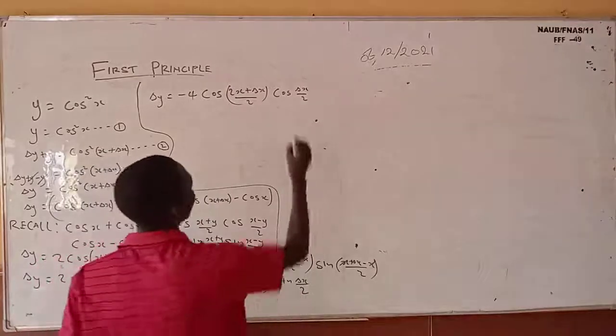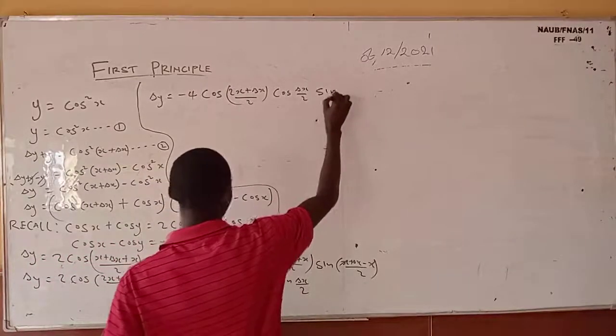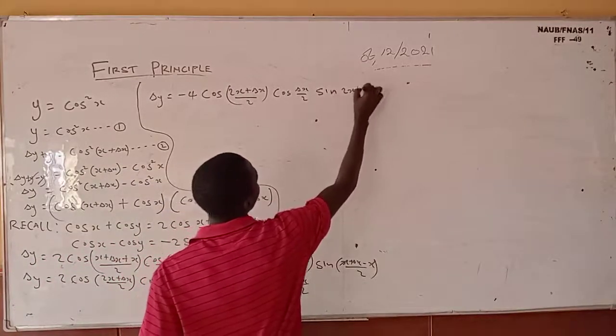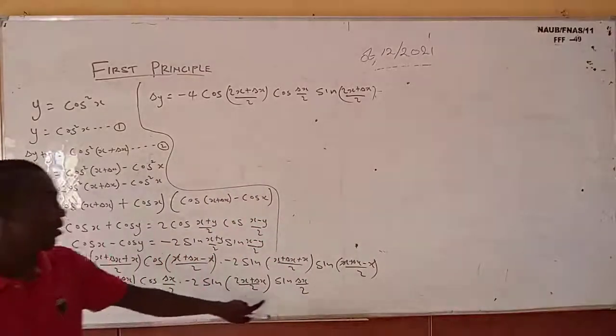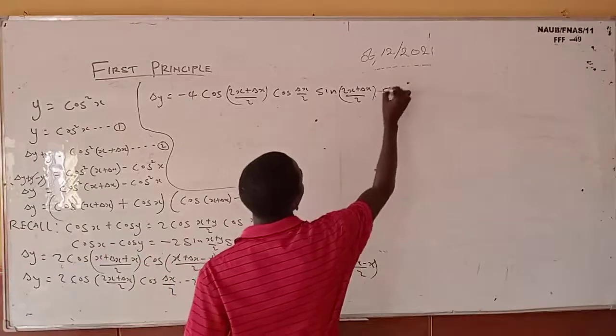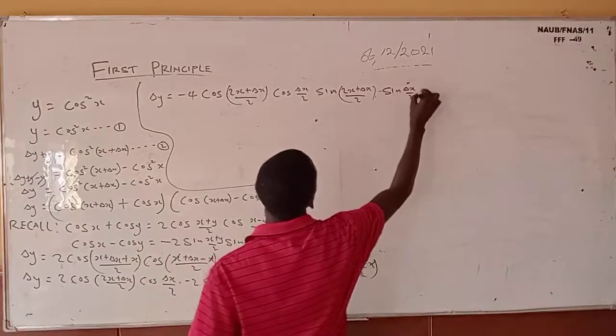Then we have sine of 2x plus change in x over 2. This is what I'm writing. Then we have sine of change in x over 2.